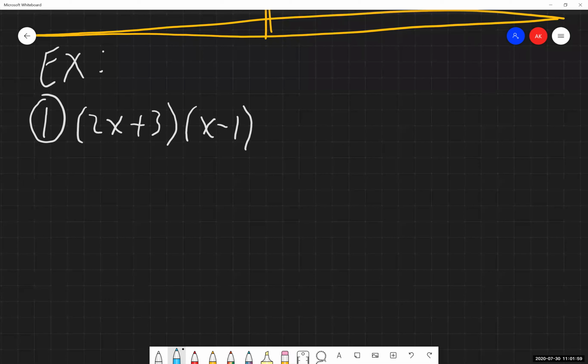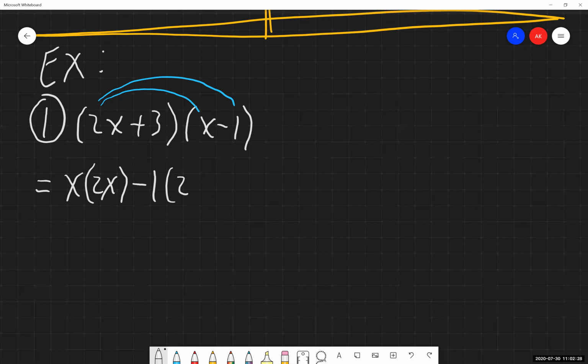So the first term of the first polynomial, which is this 2x, I am distributing that to every term in the second polynomial. And just like we did with our previous ones, I would recommend, if you can't do that multiplication in your head, which again, if you're in that boat, that's fine, then write out for yourself what's happening with each of those multiplication steps. So I have x times 2x minus 1 times 2x.